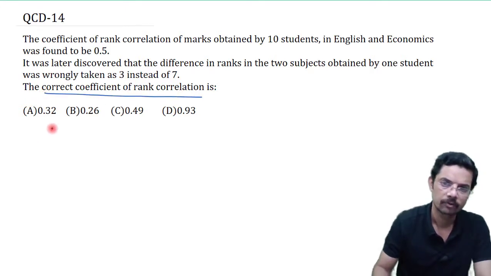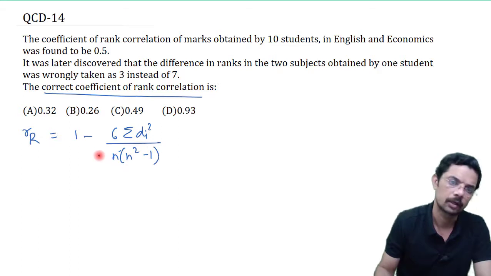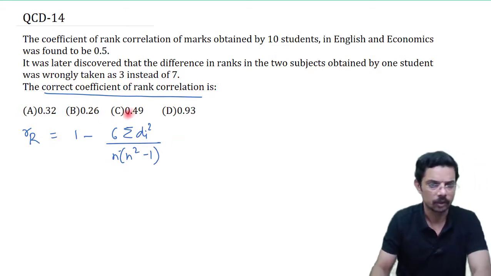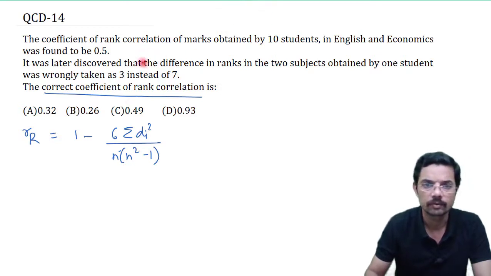So first, the formula to find R. Rank correlation R will be equal to 1 minus 6 into sigma di square divided by n into n square minus 1. Okay, n into n square minus 1.